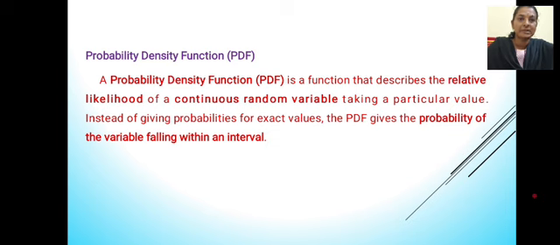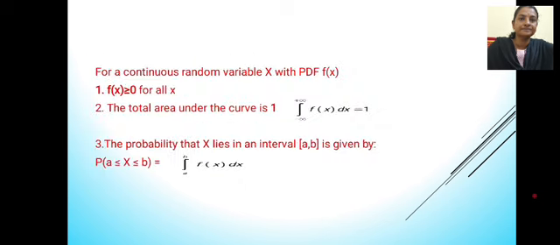Probability density function. A probability density function is a function that describes the relative likelihood of a continuous random variable taking a particular value. Instead of giving probability for exact values, the probability density function gives the probability of the variable falling within an interval.